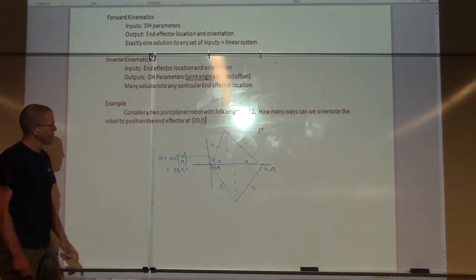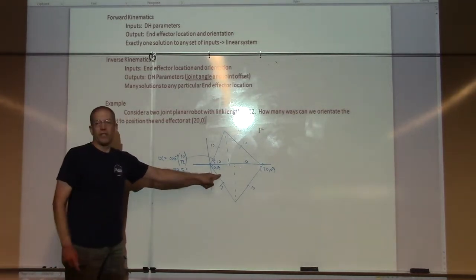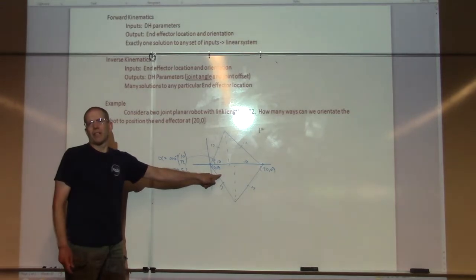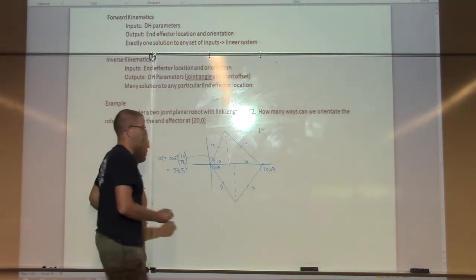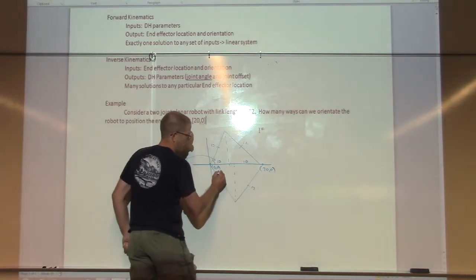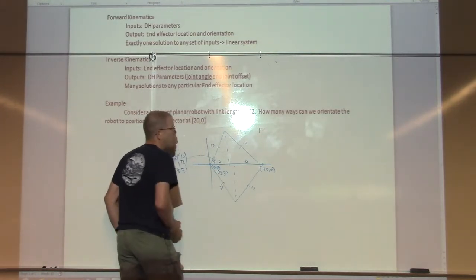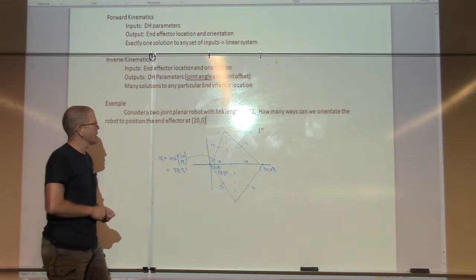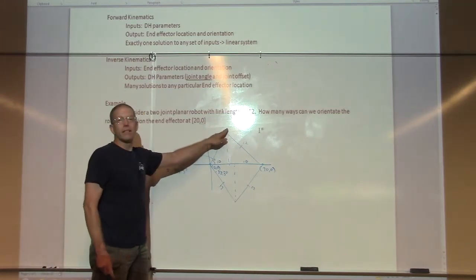Okay, and down here in the lower portion, what's this angle going to be? Just so that we can say we did it. Negative 33.5 degrees, because it's just pointing down south. Okay, how is this second angle going to be oriented?